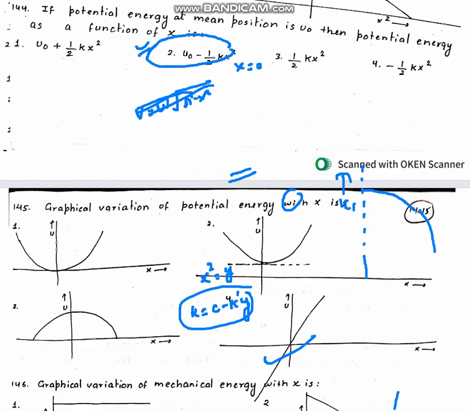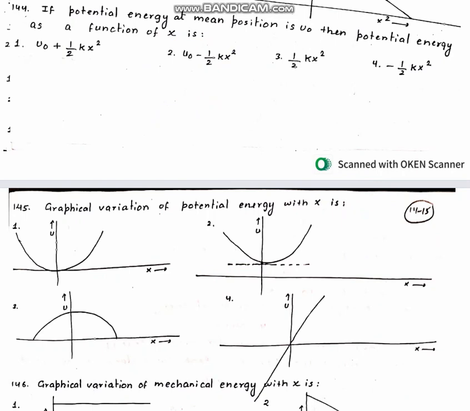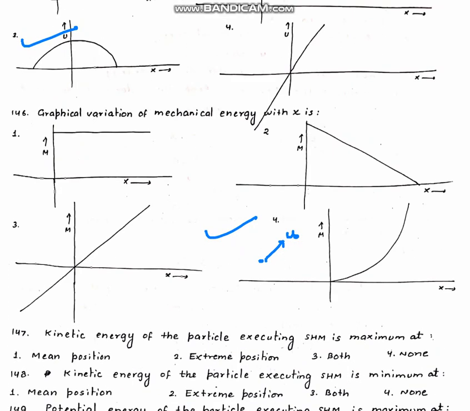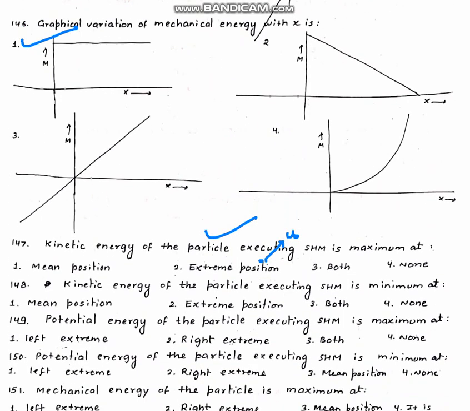Next is, if potential energy at mean position is u0, then potential energy as a function of axis. So it is given by the first option. Next is graphical variation, it will be parabolic, and initial value is u0. Next is mechanical energy. So mechanical energy remains constant with respect to x. So it will correspond to option 1.